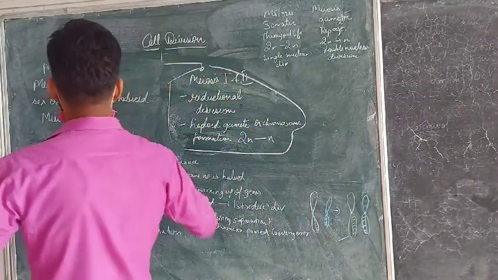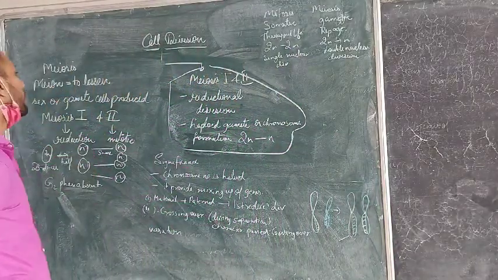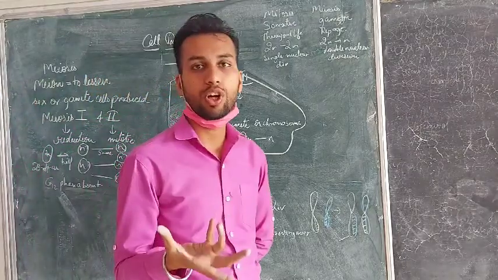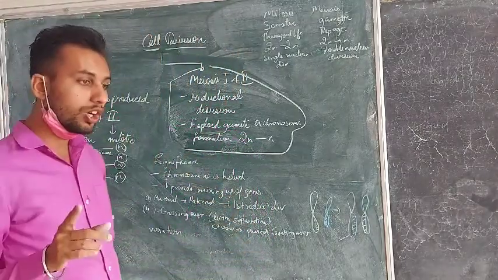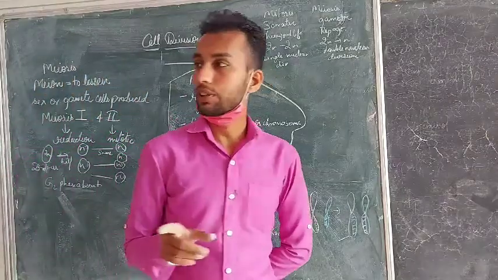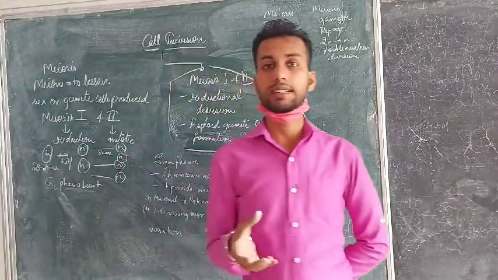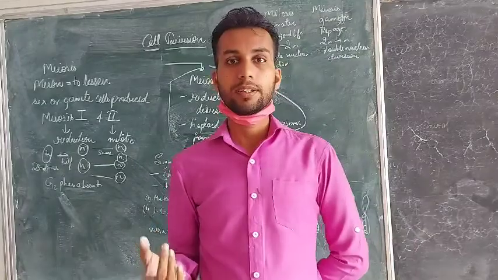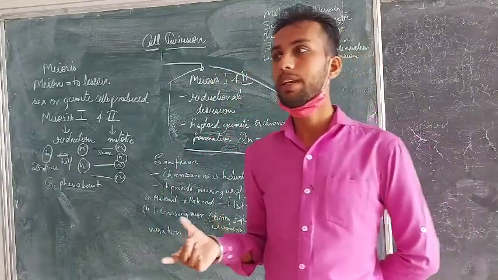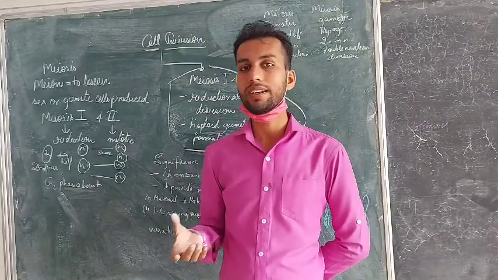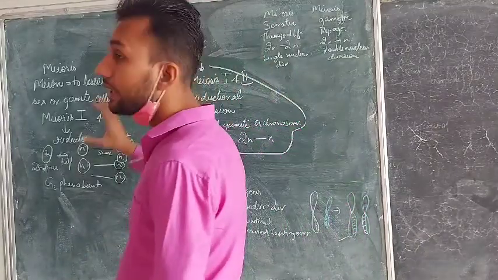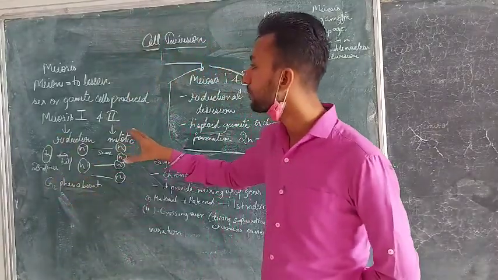Now, meiosis, the word meion means to lessen. That's why we know it is called reductional division. Meiosis occurs in the sex or gametic cells, the cells which produce the gamete. In the male and the female it produces sperm and ova, and in plants it produces pollen grains and egg cells. So these are all the cells involved in meiosis.